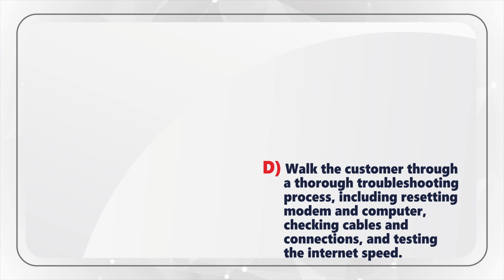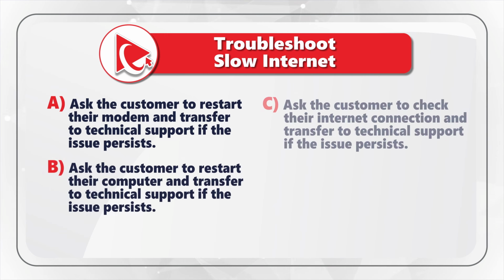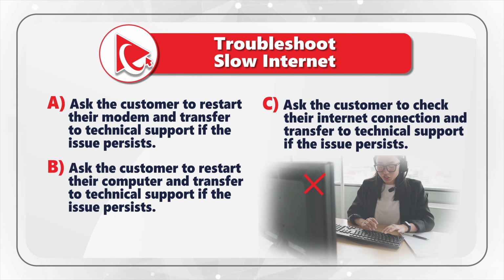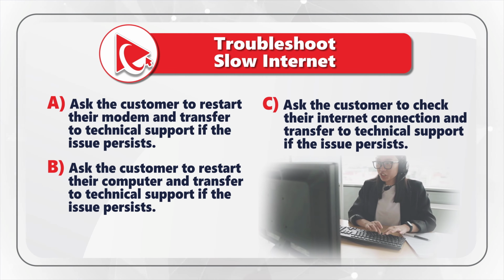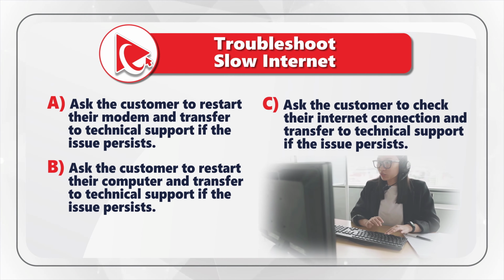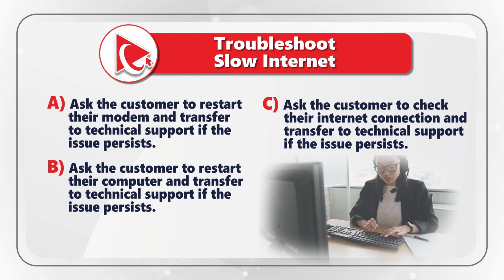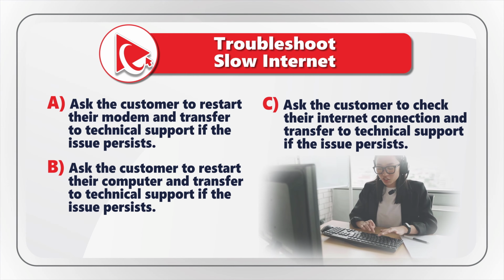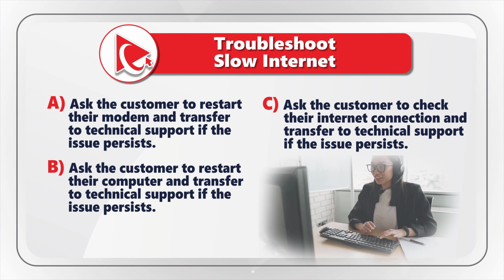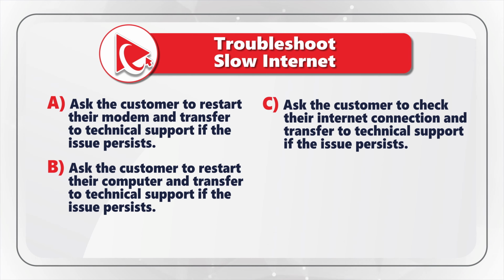And now let's look at the incorrect choices, choices A, B, and C, to see why they are incorrect. I think those options are incorrect because they only involve asking the customer to perform a single action and then transferring them to technical support. This approach may not resolve the issue, and it may result in a customer having to wait longer for the resolution.